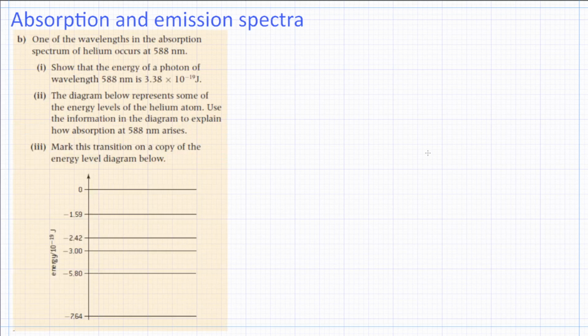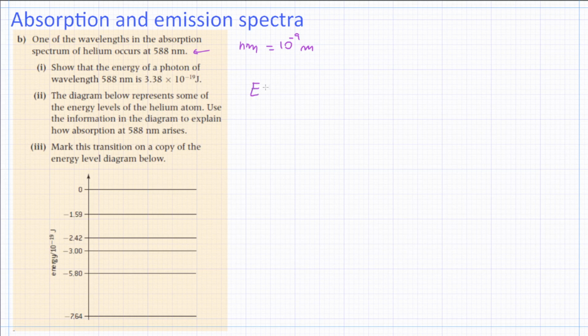Okay, so a more numerical problem now. One of the wavelengths in the absorption spectrum of helium occurs at 588 nanometers. Remember, nanometers is 10 to the power of -9 meters. Now, show that the energy of a photon of wavelength 588 nanometers is 3.38 times 10 to the -19.